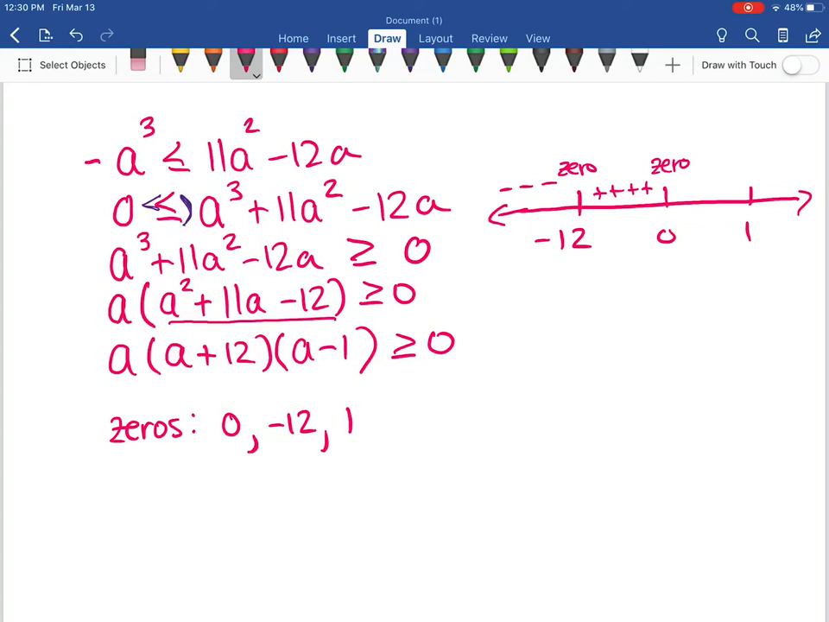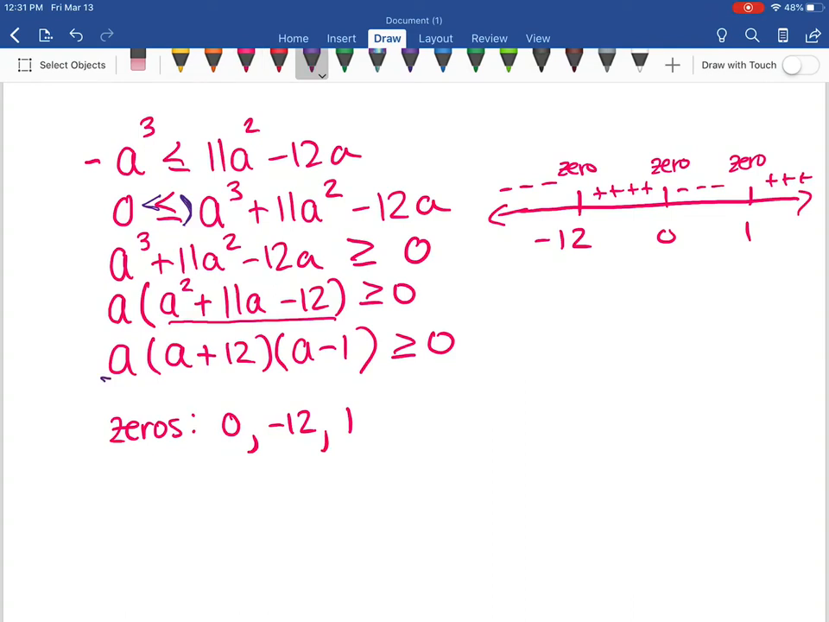And then if I pick a point between 0 and 1, say 0.5, I'm going to get negative values, which means it's going to drop below the x-axis between 0 and 1. And then if I go past 1 to the right, say 2, 3, 4, anything greater than 1, I'm going to start getting positive values. And at 1, it's a 0, so I'm going to label that on my sign chart. Once you have your sign chart set up, then you can answer the question.